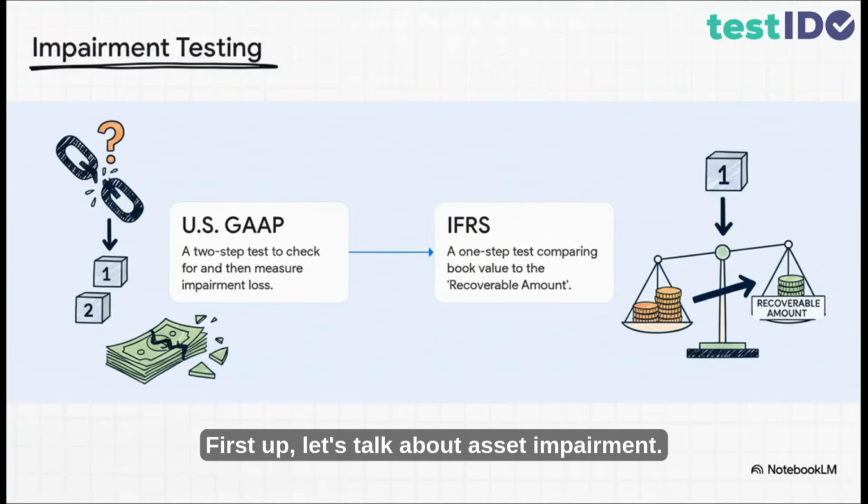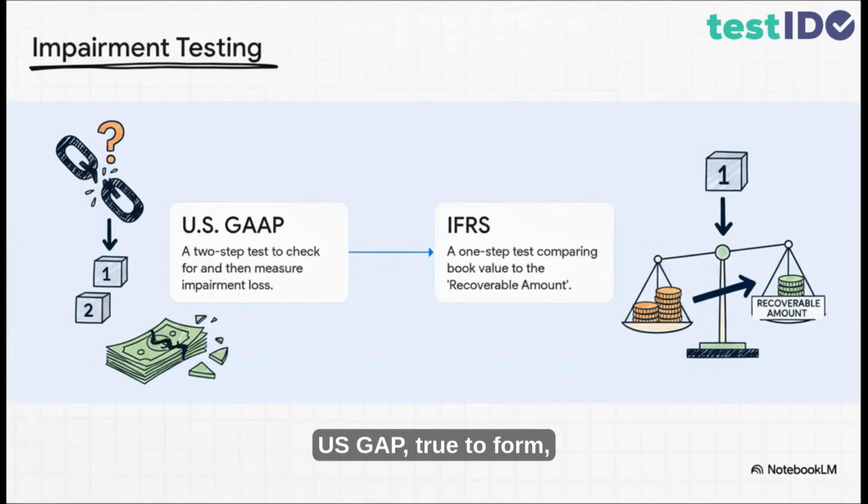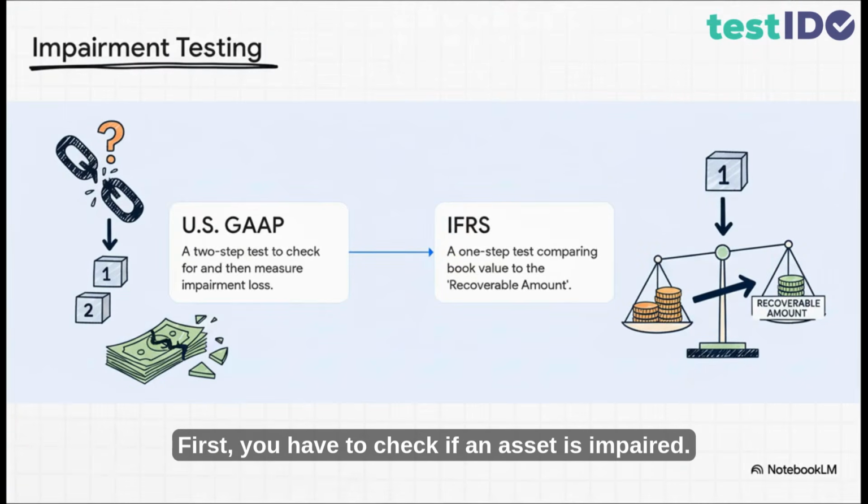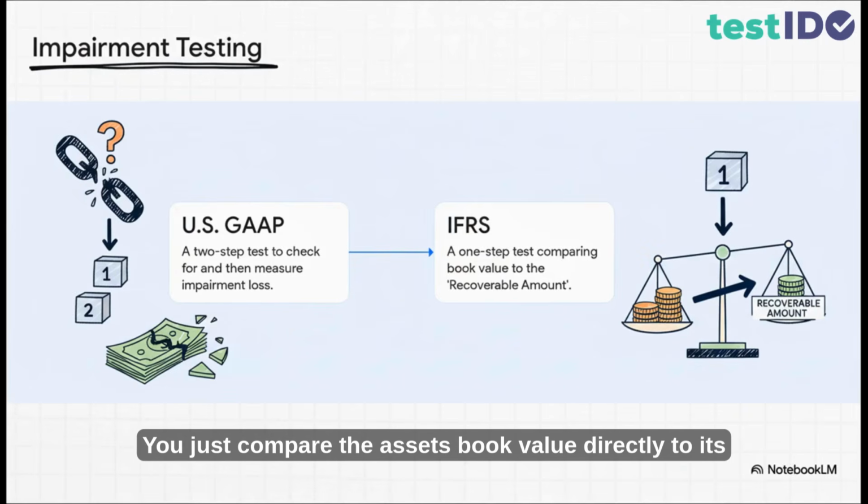First up, let's talk about asset impairment. US GAAP, true to form, has a more complex 2-step test. First, you have to check if an asset is impaired, and only then do you measure the loss. IFRS, it just simplifies the whole thing with a 1-step test. You just compare the asset's book value directly to its recoverable amount. So much more direct, right?